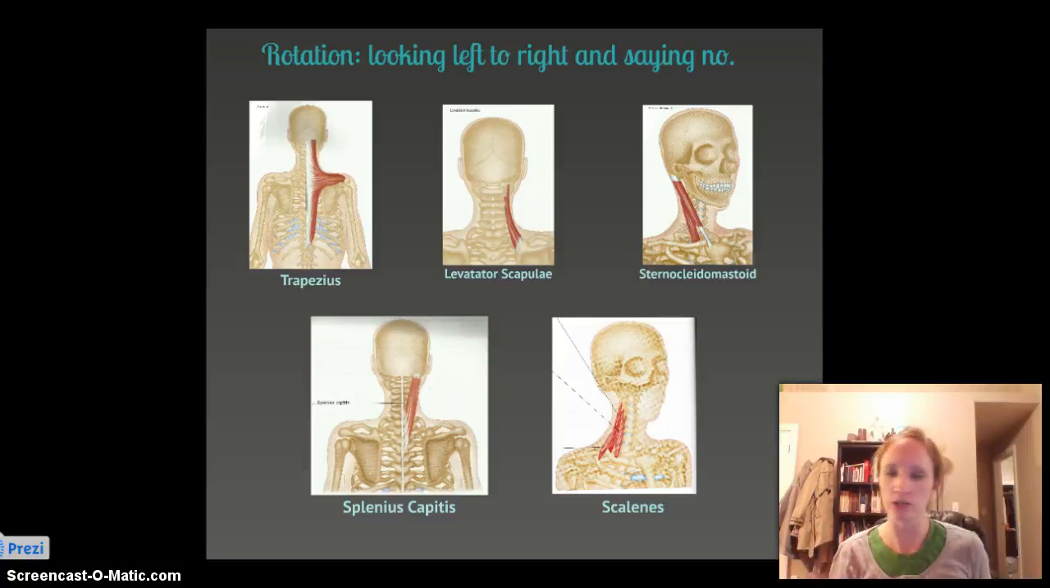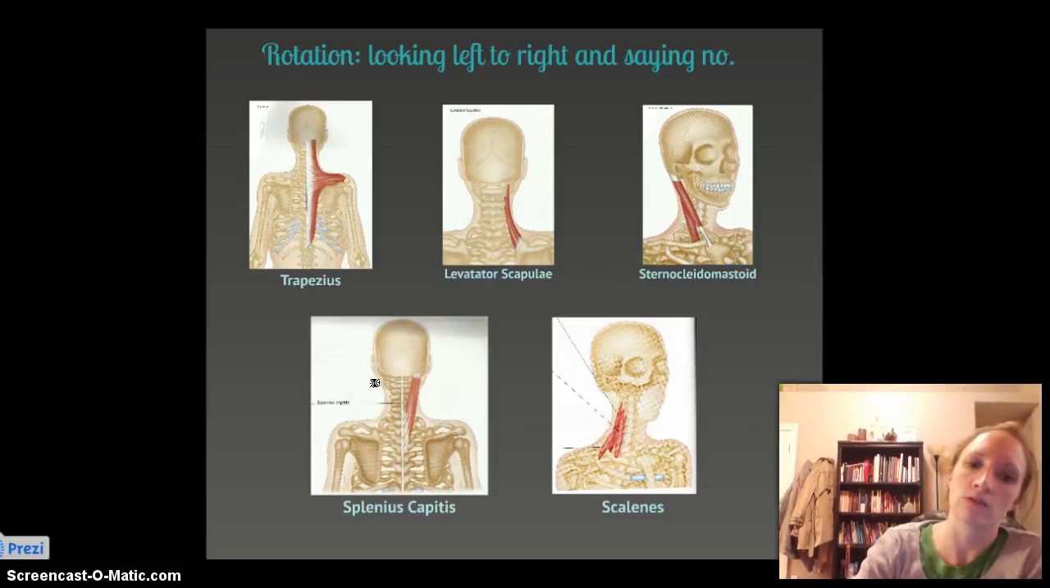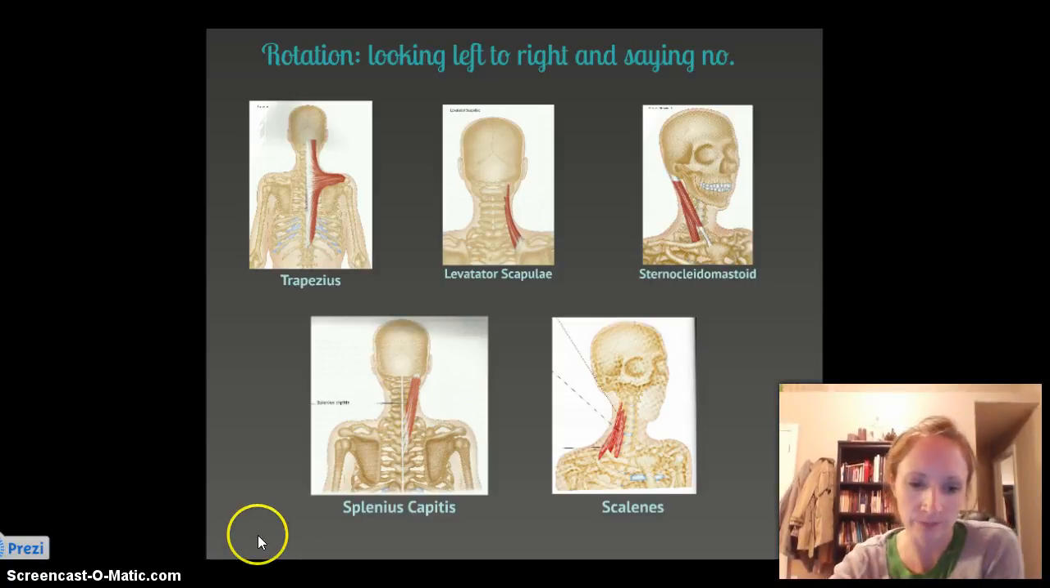So rotation, I showed you, is looking left to right or right to left, whichever way you're looking at me. We're going to focus on 5 muscles for rotation and lateral flexion. Obviously, there's a lot of other little muscles involved. I'm not going into great detail of what those muscles are. We're just going to cover the most dominant muscles that help with that motion.